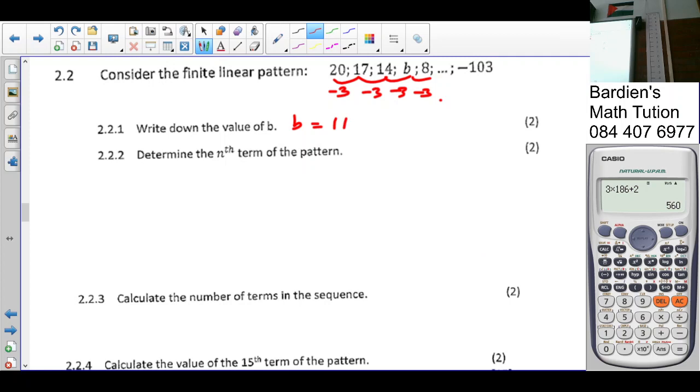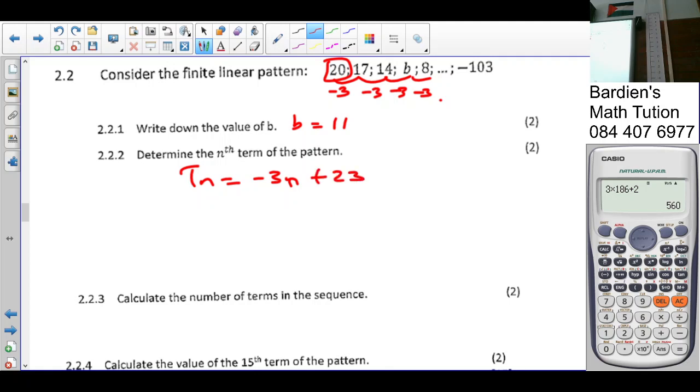Okay. Determine the nth term of the pattern. Again, Tn is equal to negative 3n. Whatever number you're adding or subtracting all the time, you write it in front of n as the coefficient. But this is negative 3. If this is term 1, so n is 1, what's negative 3 times 1? Negative 3. Negative 3 plus what is 20? Plus 20. And we have to test if it's correct.